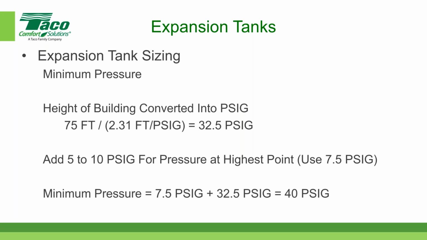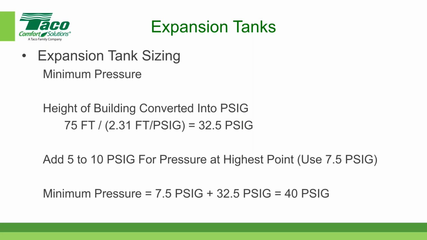Now, this is a very important concept. So let me repeat. If I have 40 pounds per square inch gauge pressure at the bottom of my piping system, then at the top of my 75-foot piping system or 75-foot building, my pressure at the top is going to be 7.5 pounds.